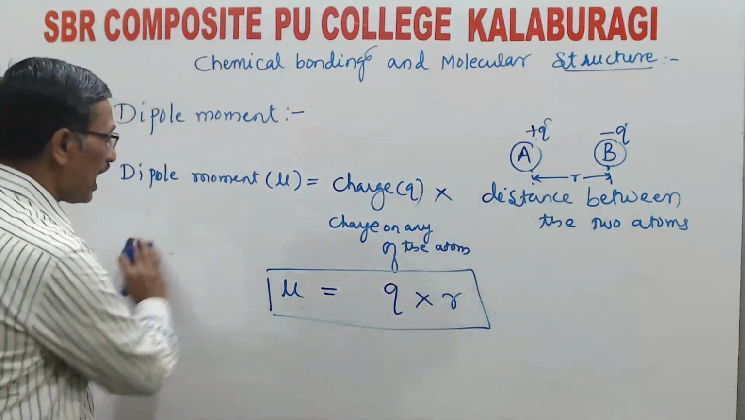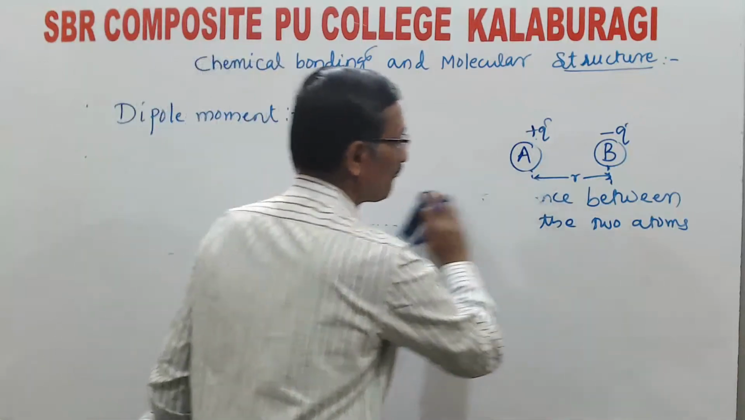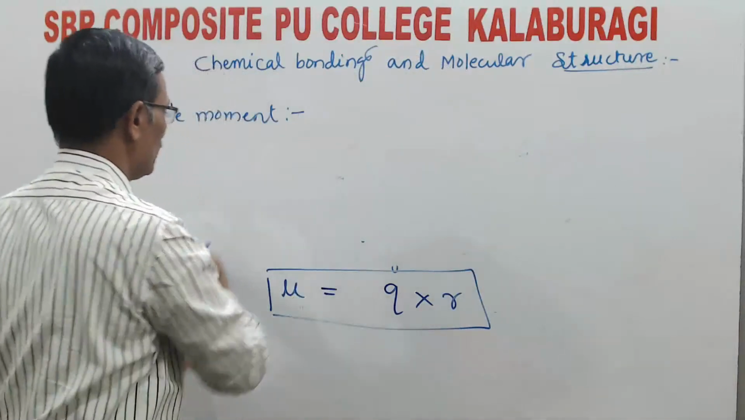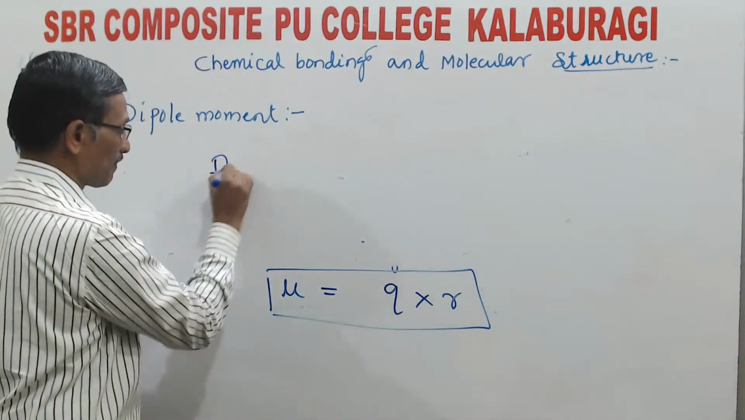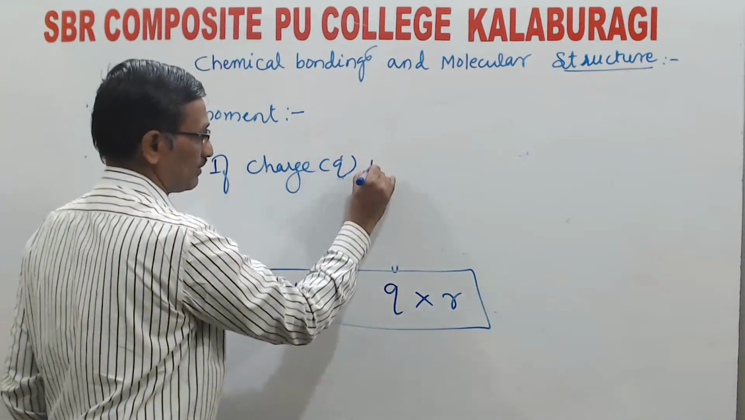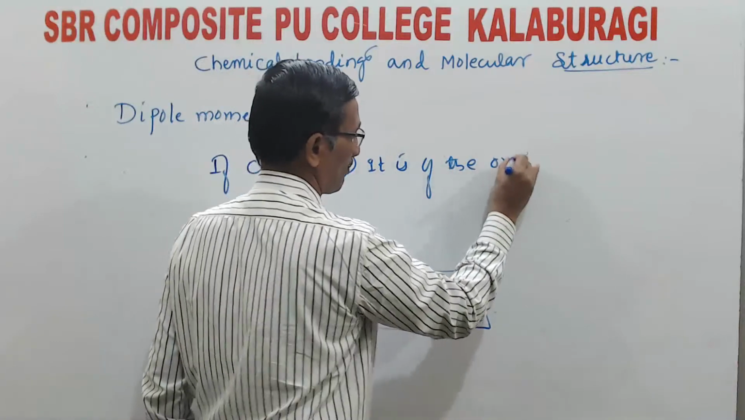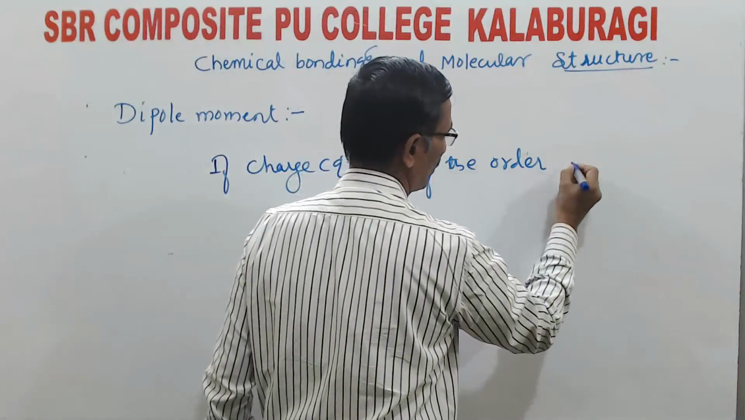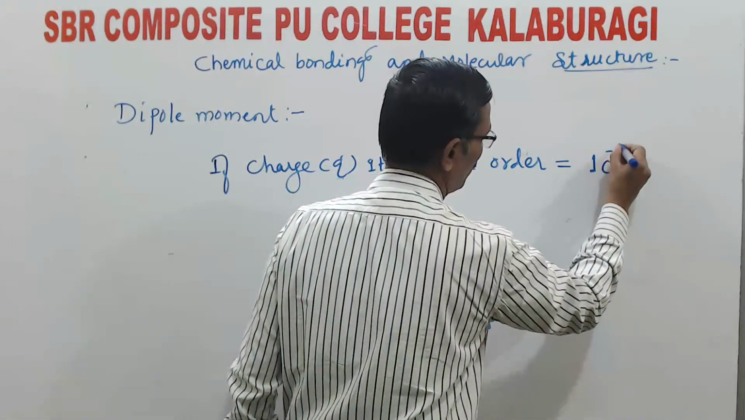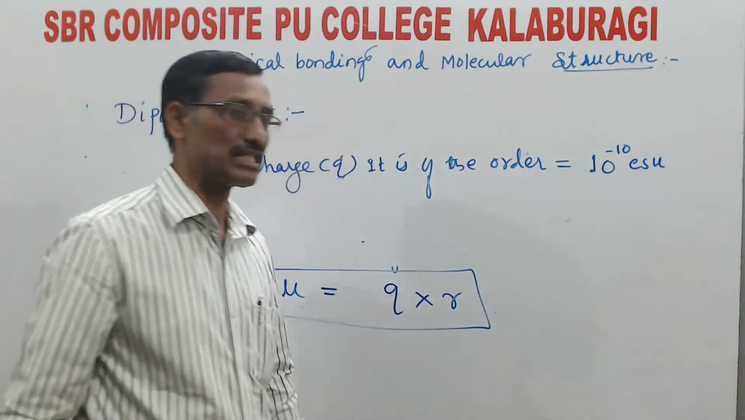Now, if you take the value of the charge Q, it is of the order of 10 to the power of minus 10 electrostatic units, ESU.